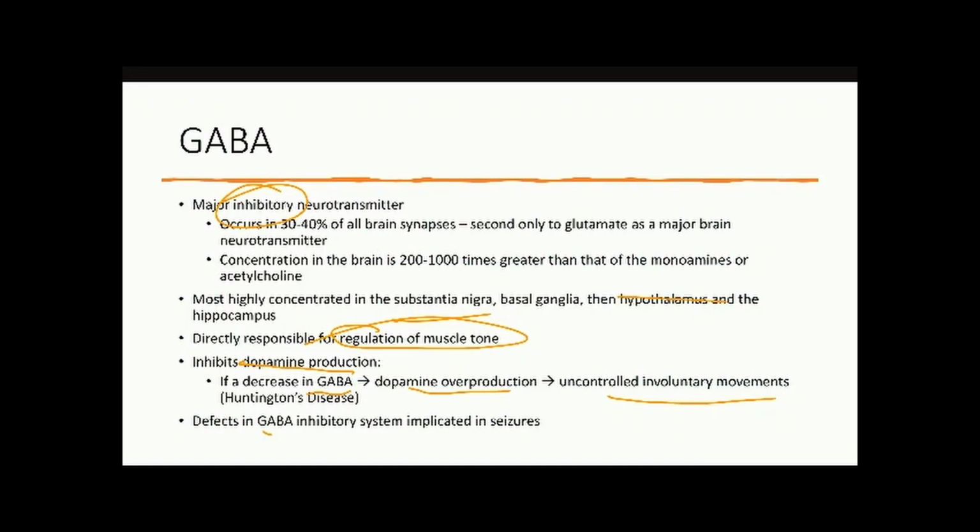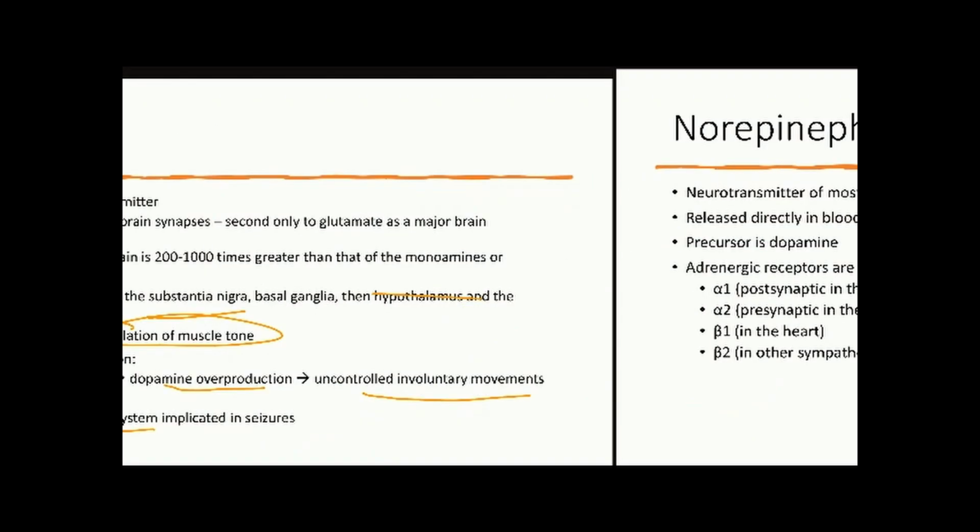Also, defects in the GABA inhibitory system are implicated in seizures. Seizures are overactivity. GABA is supposed to slow things down. If you have a defective GABA channel, you can't provide that control, and you can't abort those seizures.